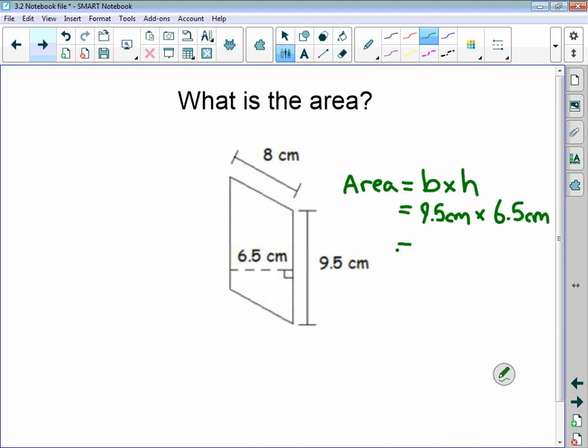I use my calculator. I'm going to multiply these together, 9.5 times by 6.5, and I get 61.75 centimeters squared. Okay, so you have to be a little bit careful sometimes with how it's labeled and figuring out what's the base, what's the height, which are the two measurements I need to use. Sometimes there's only two given to you, then it's obvious, but sometimes there's these extra numbers given that you have to filter out and ignore.